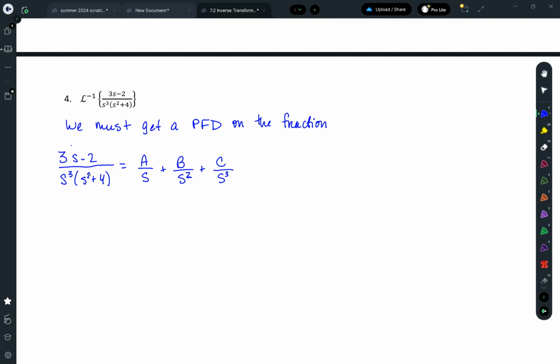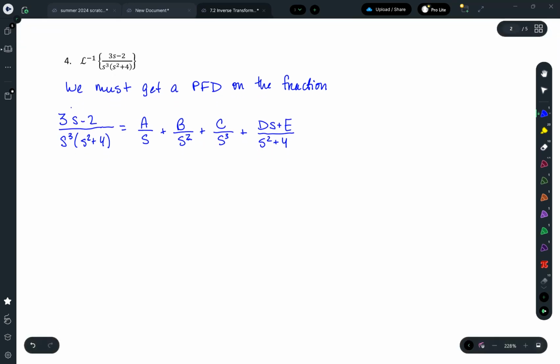The s squared plus 4 does not factor at all, and it is quadratic. And because it is quadratic, the numerator has to be linear. So we'll put in a ds plus e. Okay, the next step in a partial fraction decomposition is to multiply everything through by the common denominator of s cubed times s squared plus 4.